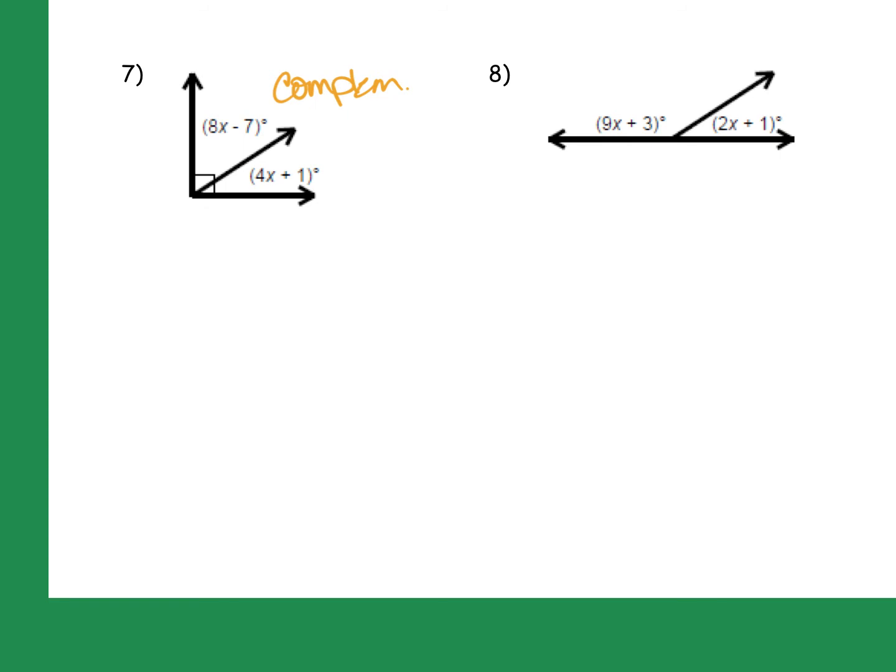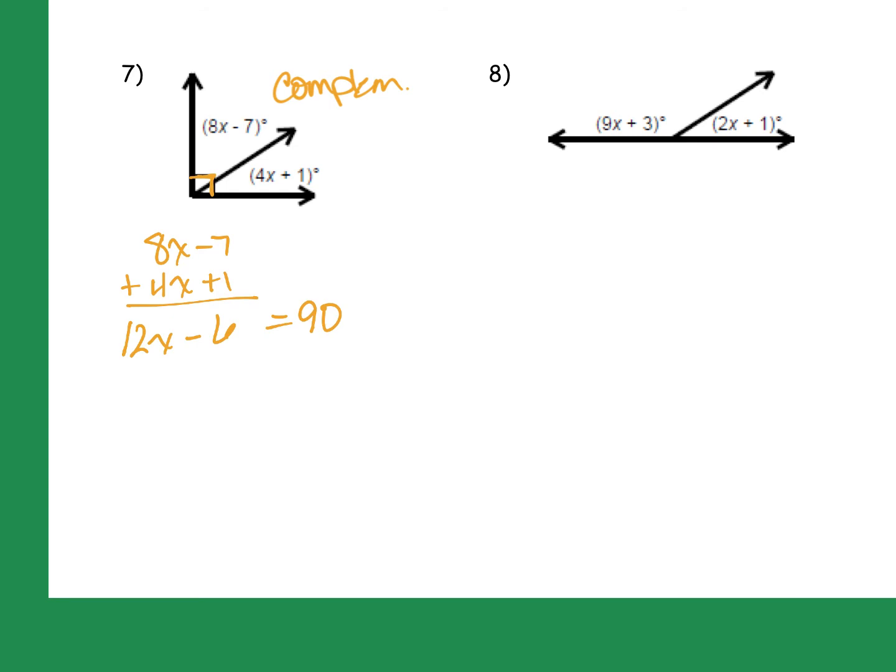They have to equal 90. The two angles have to equal 90, right? Here's my little 90-degree sign. So 8x minus 7 plus 4x plus 1 has to equal 90. I know I wrote this one a little differently because I wanted to add these together. That's okay. It doesn't matter. I'm just adding my like terms together. I just lined my like terms up.